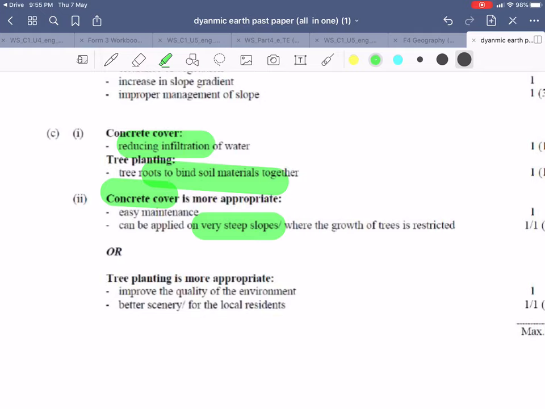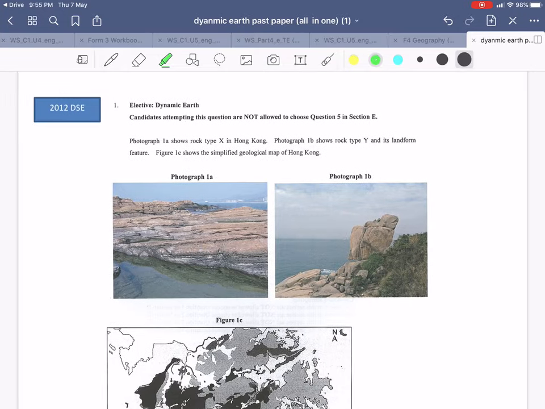Because I have showed you it is very steep already, right? Okay, concrete cover, clean and fast, straightforward, low lead to trouble. But for tree planting, a bit troublesome, but in turn, it can increase the quality of the environment and also give better scenery. Next one.